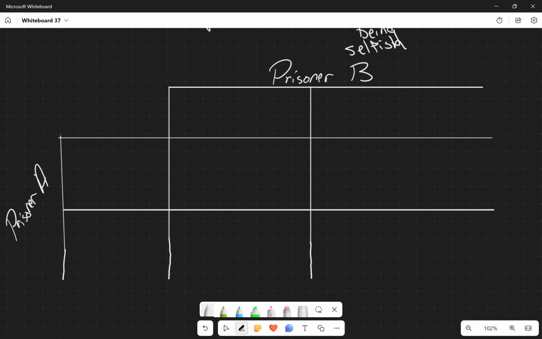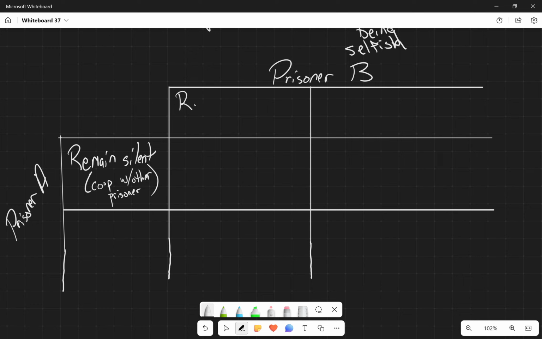All right, so the prisoner's dilemma sets up like this. We've got prisoner A and prisoner B, and they each have two choices. So the first choice that they can make: they were co-conspirators in a crime, and they're being interrogated, and they have the choice to remain silent, which would be to cooperate with the other prisoner, right?